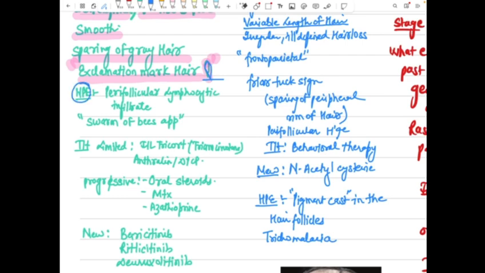What do you see in histopathology? You should remember, since it is an autoimmune condition, around the hair follicle we have lymphocytic infiltrate targeted around the hair bulb, right? So these are CD8 T cells. So we will have perifollicular lymphocytic infiltrate. This appearance is also known as swarm of bees appearance.